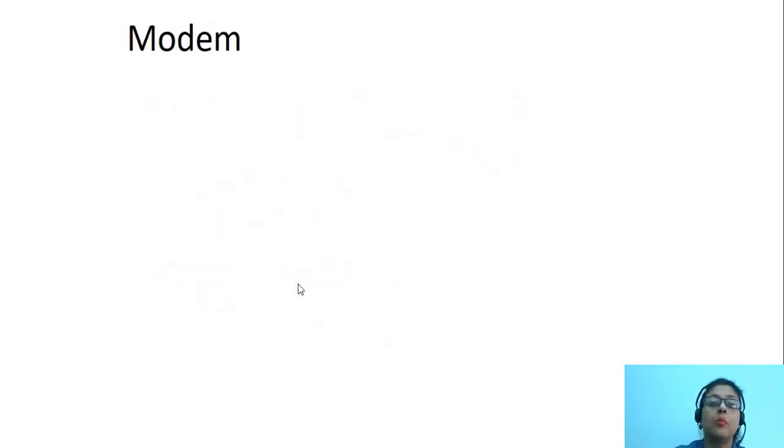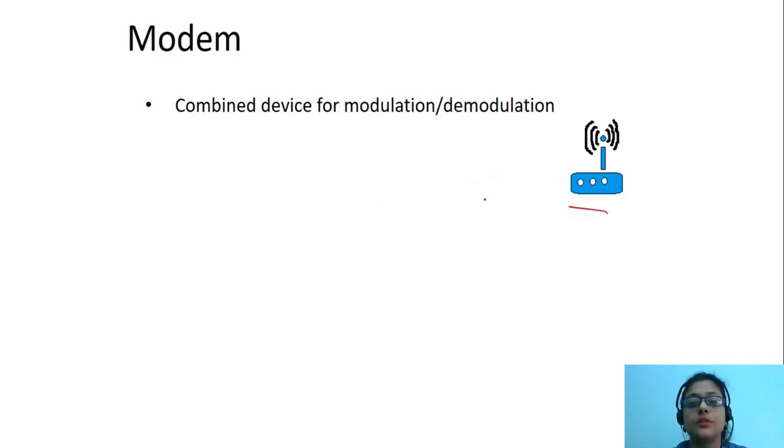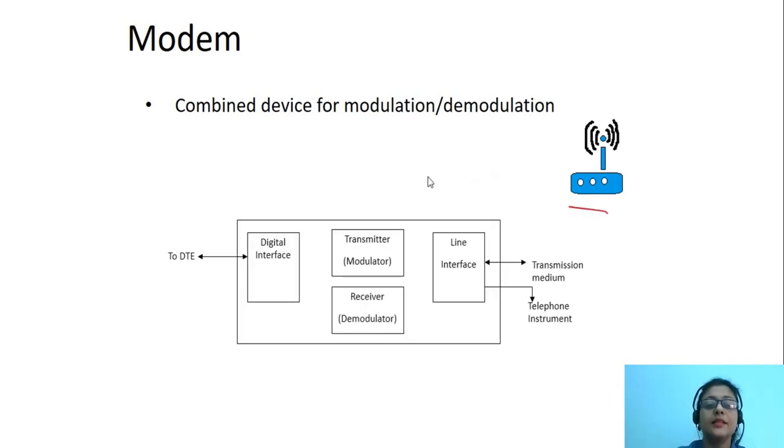Next we look into modem. This is a combined device for modulation and demodulation. So this is basically how a modem looks. And this is the internal architecture of modem. Since it is a combined device for modulation and demodulation, there are two modules. One is the transmitter section where modulation is done and another one is the receiver section where demodulation is done. Now there is a line interface part which is directly connected to the transmission medium.